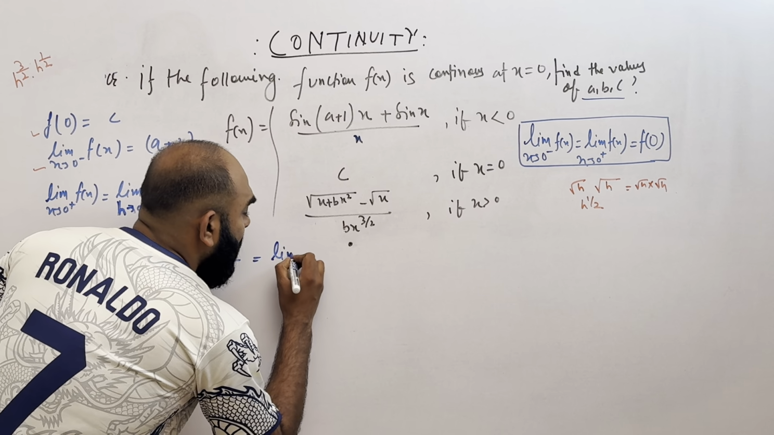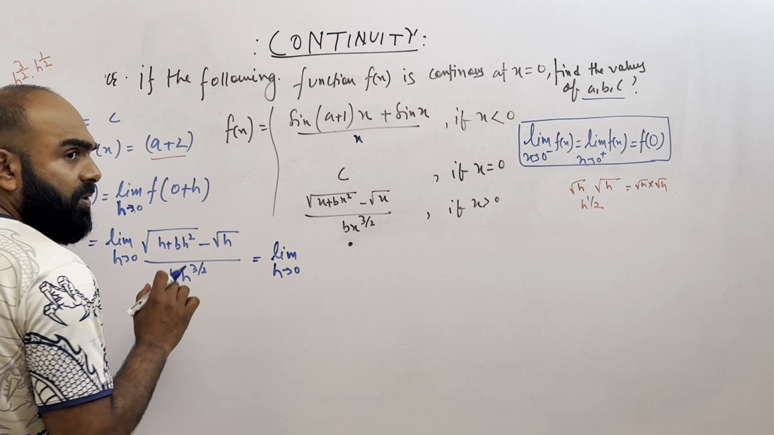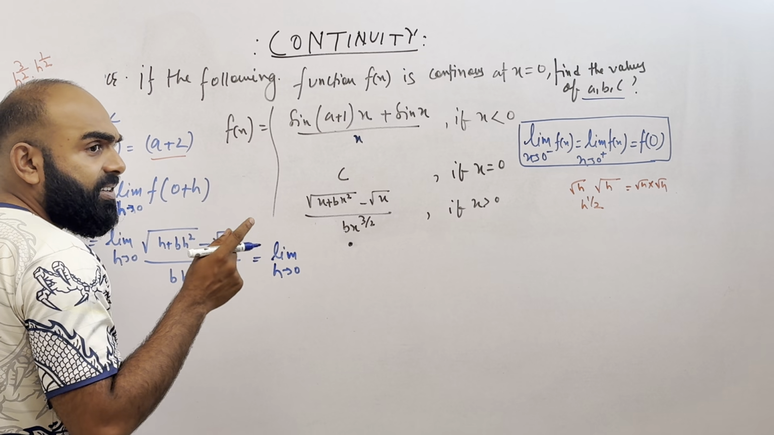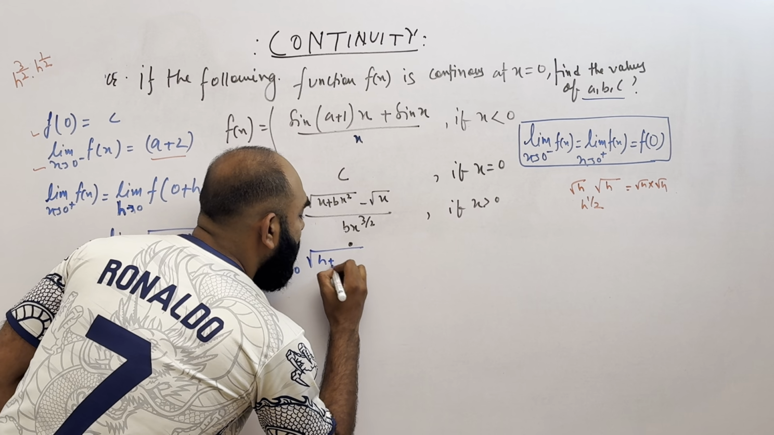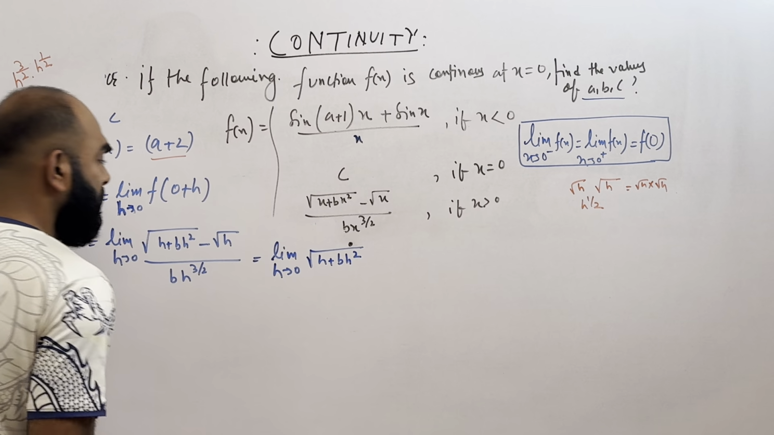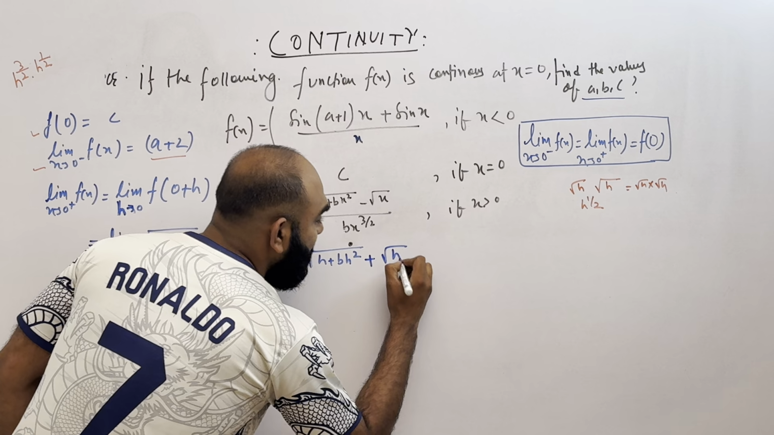Limit h tends to 0. Now see, what do I have to do? Sir, the rationalization method, I know sir. How? Show me. Sir, you write like this: root of h plus b h square. Very good. Sir, here it is minus na. You write plus. Okay, whatever is written here.